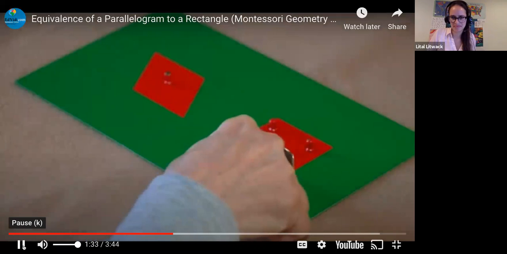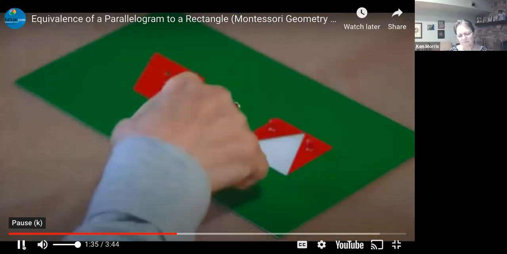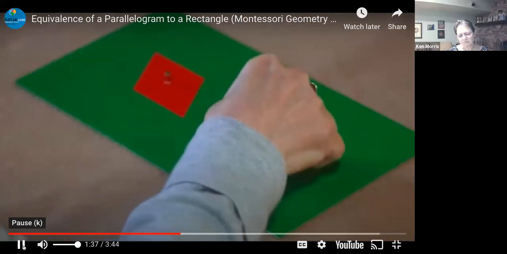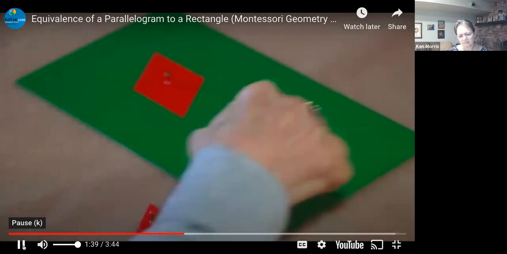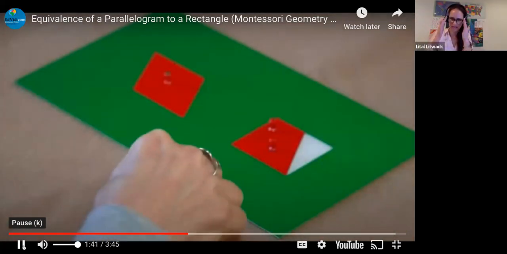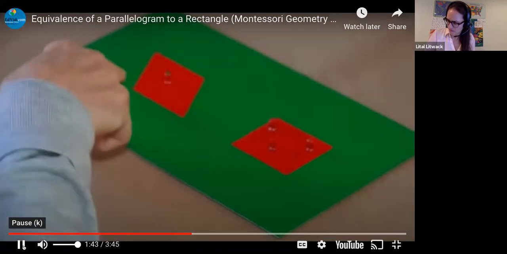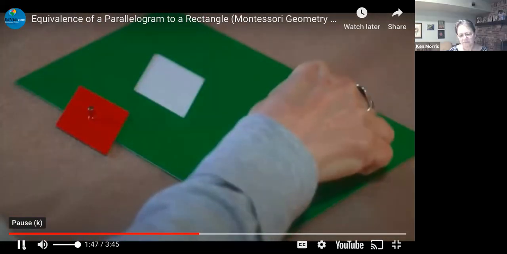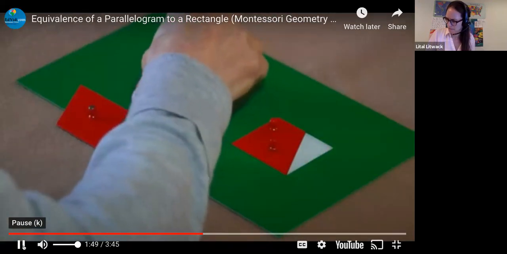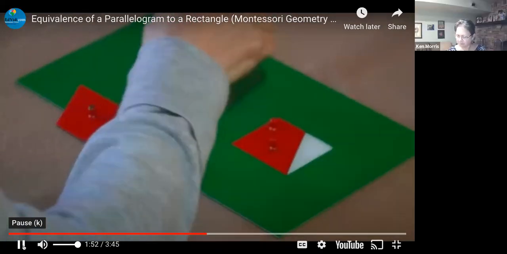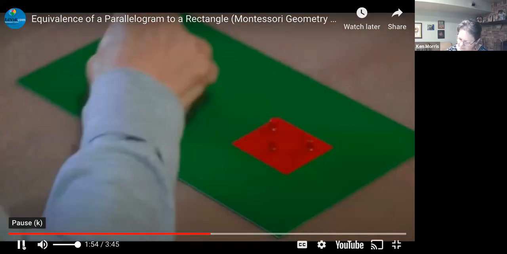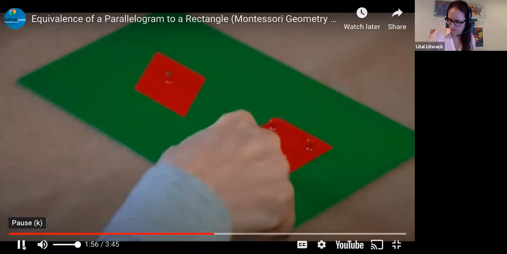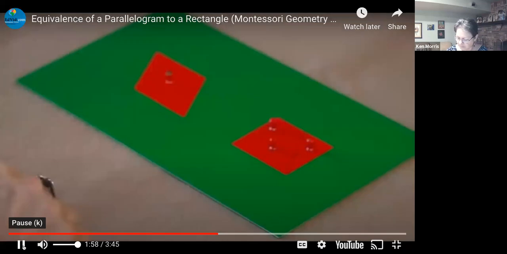Rectangle. This is its base. It could just be the angle, though. Yeah. Base of the parallelogram. Height of the parallelogram. Base of the rectangle, height of the rectangle.